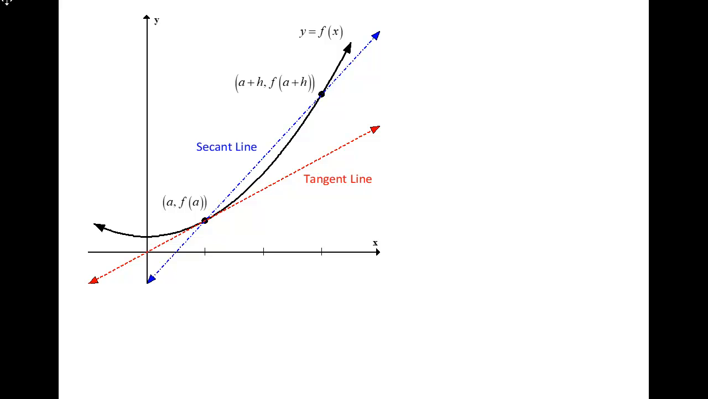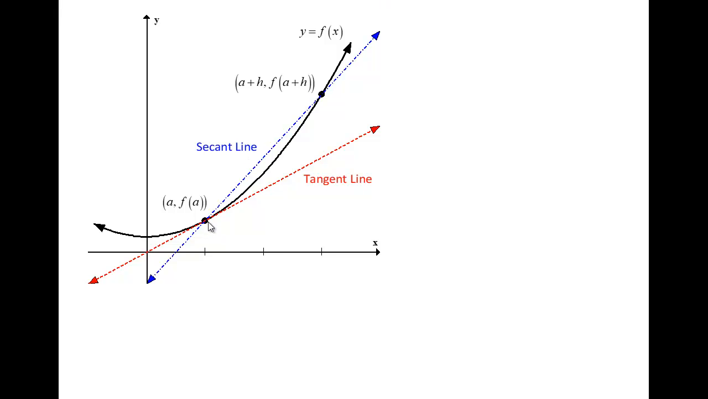So let's say that I have the graph of the function f of x in black ink, and we are fixing the point a, f of a on this graph. And we want to define the tangent line in red, and its slope to the graph at this point.